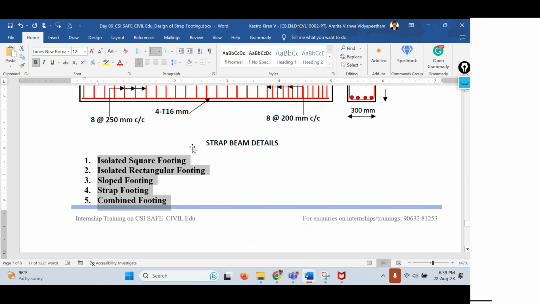Right. So that's from my end for this particular session. In the next session, we'll start the software calculation or software design of footings. Same with the same problem statement. Nothing much will get changed.